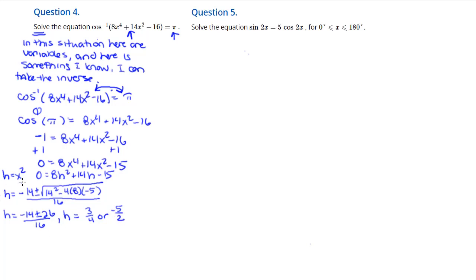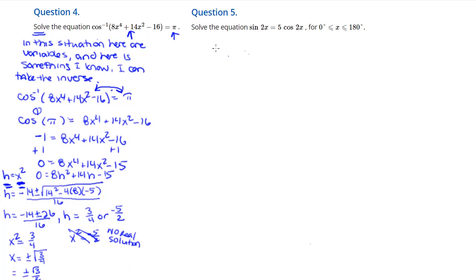Now keep in mind, we just found h. We've got to actually find x. So h is equal to x squared, so I replace the h with an x squared. And now all I have to do is square root both sides. Keep in mind, when you square root, you can't get a negative. They don't know about i's, so that's not going to be a possible solution. And so when I square root this, it's going to be plus or minus the square root of 3 over 4, or the square root of 3 over 2.